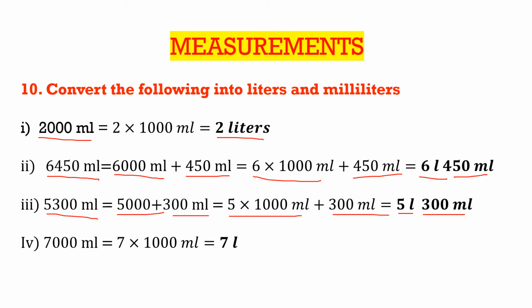Now fourth bit is 7000 milliliter. We have to convert 7000 milliliter into liters. 7000 milliliter equal to 7 multiplied with 1000 milliliter. As we know, 1000 milliliter is 1 liter, so 7 multiplied with 1 liter is 7 liter. So we get 7000 milliliter is 7 liter.